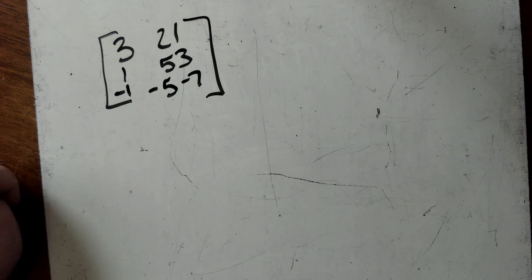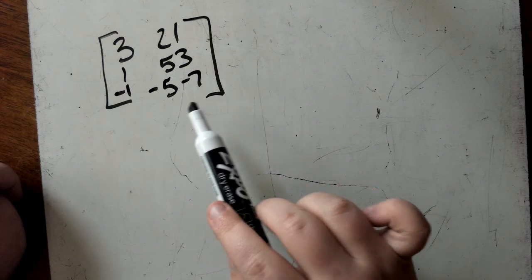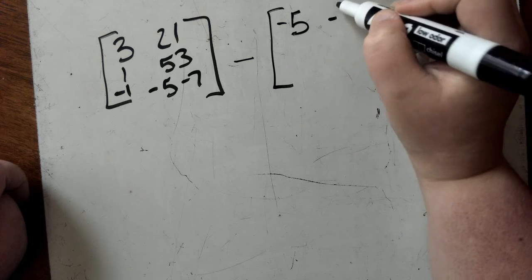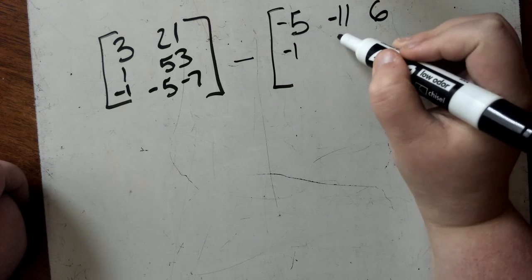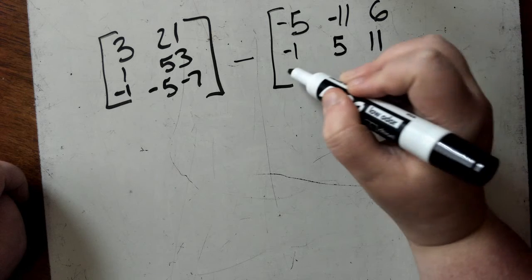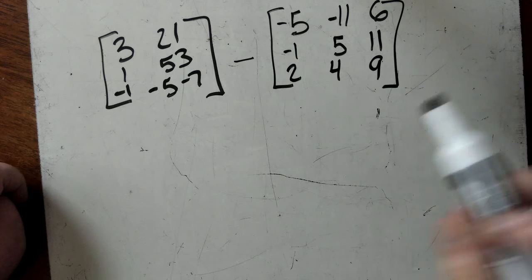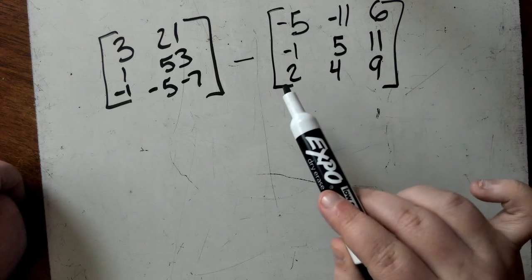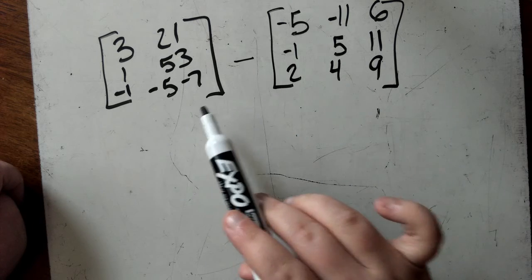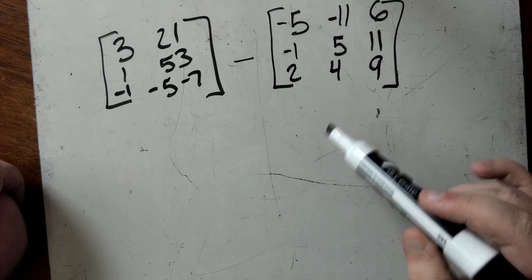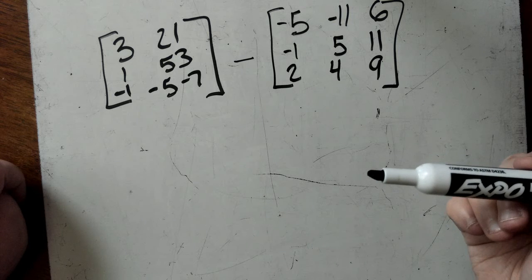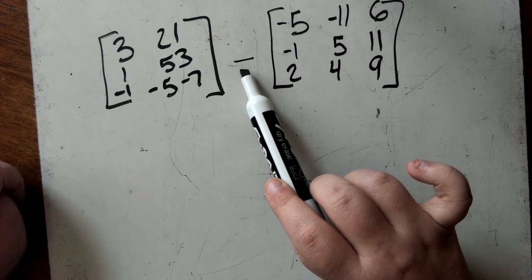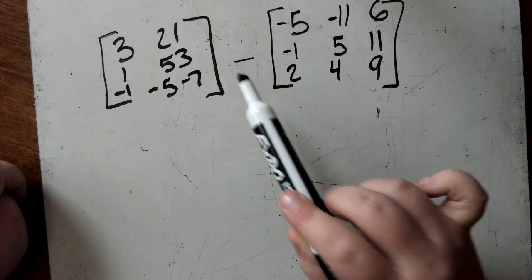So 3, 2, 1, 1, 5, 3, negative 1, negative 5, negative 7, minus negative 5, negative 11, 6, negative 1, 5, 11, 2, 4, 9. So we're going to subtract these two matrices. And when we subtract, we still have to follow the same rules that we did when we added. But when we go to do the combination with the two matrices, instead of adding the same entries, we're going to subtract them. But rule 1, we still have to check the sizes.